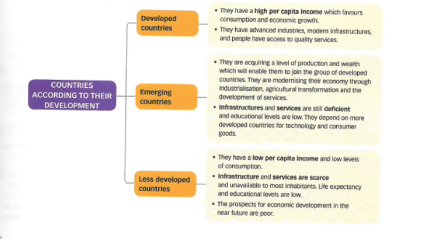Emerging countries. They are acquiring a level of production and wealth which will enable them to join the group of developed countries. They are modernizing their economy through industrialization, agricultural transformation, and the development of services. Infrastructures and services are still deficient, and educational levels are low. They depend on more developed countries for technology and consumer goods.